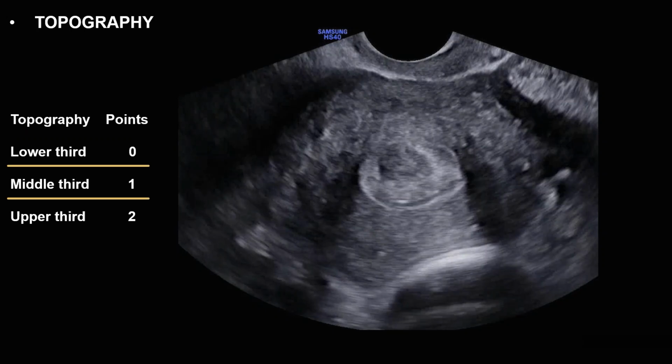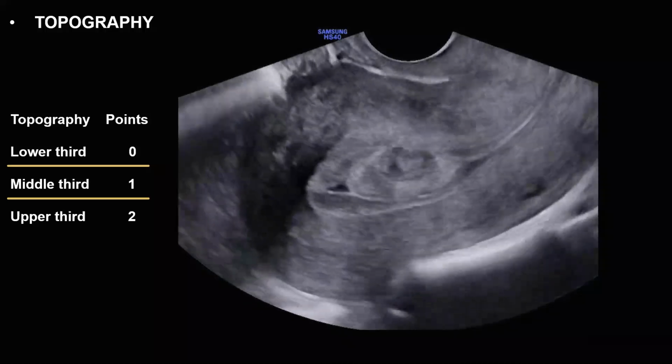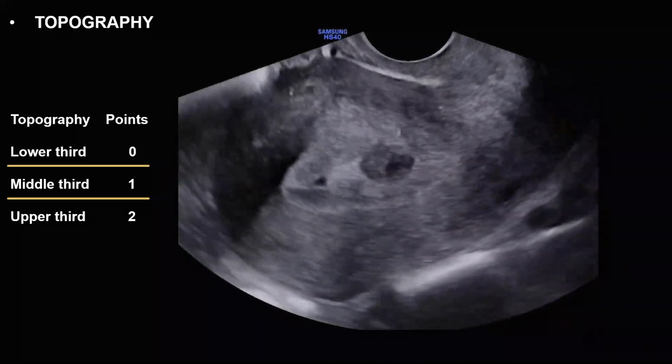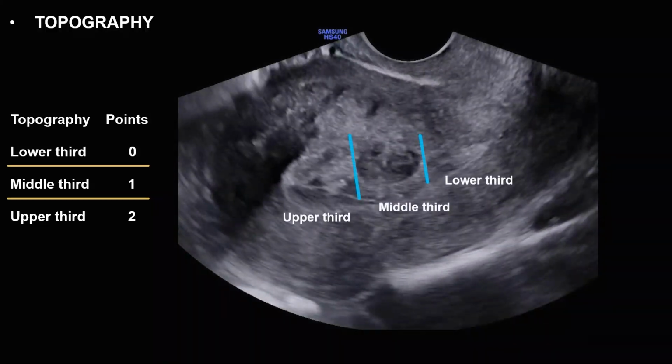Topography is defined by the third of the uterine cavity where the fibroid is located. If it is in the lower third, it receives a score of 0 points. In the middle third, a score of 1 point, and in the upper third, a score of 2 points. In the case presented, the fibroid is in the middle third, so a score of 1 point is attributed.